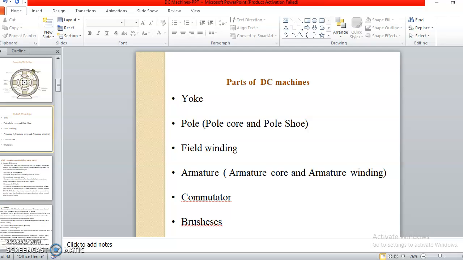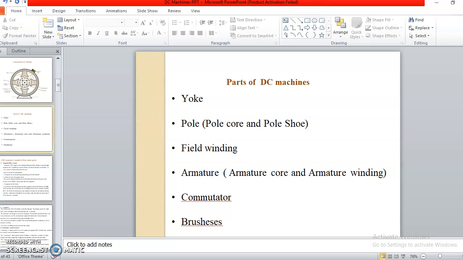The second part is the pole, which is further divided into pole core and pole shoes. The pole core carries the field winding, which will produce the main magnetic flux. It directs that magnetic flux through the air gap to the armature core and to the next pole. Next, pole shoes enlarge the area of the armature core that comes across the magnetic flux, which is necessary to produce a large induced EMF in the armature.